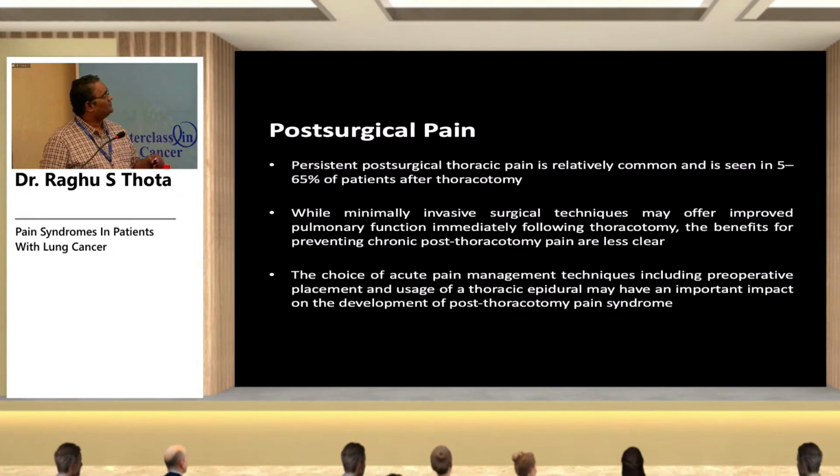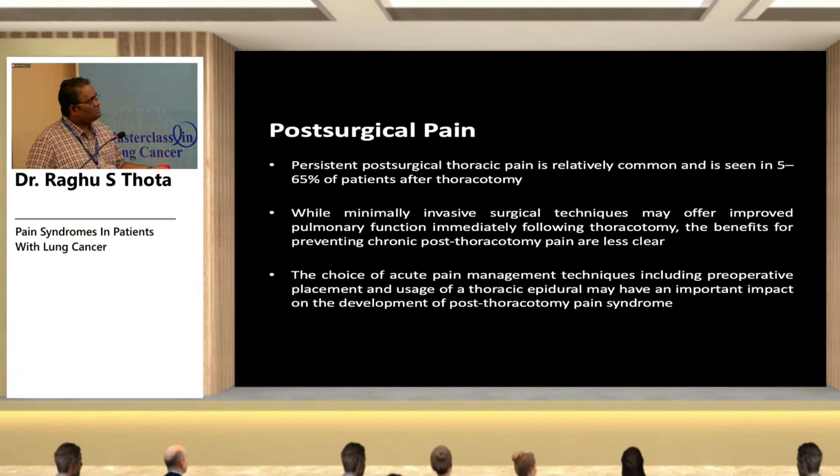In post-surgical pain, there is something called post-thoracotomy pain syndrome, PTPS. It's relatively common and ranges from 5 to 65% of patients after thoracotomy, because there is a huge variation in the definition. That's why the range is too wide, because there is no classic definition of post-surgical pain. But right now, the new definitions have classified what is persistent post-surgical pain and what is chronic post-surgical pain. Now we may get a decrease in the range in new studies.